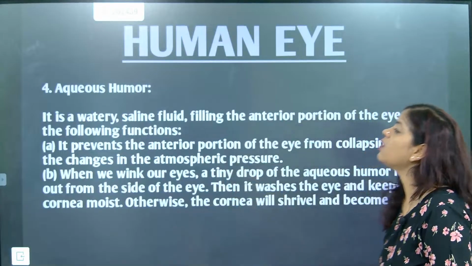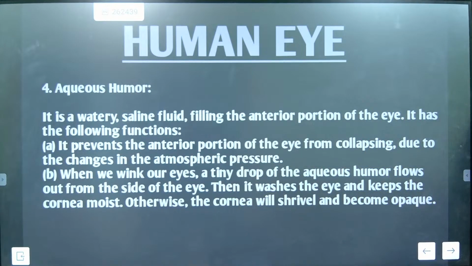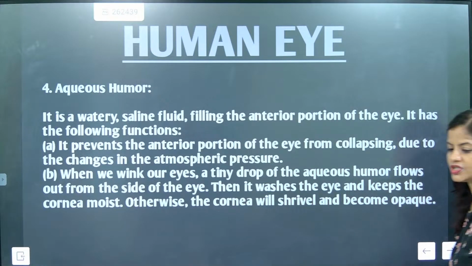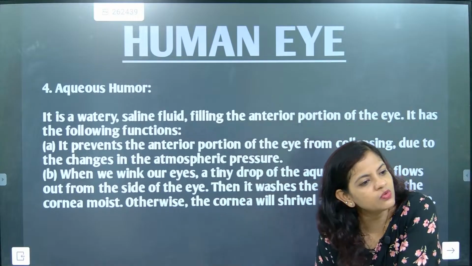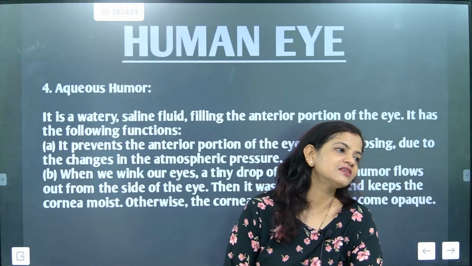Now, it is what, beta? Watery, saline fluid, which means salty. Next, it fills the anterior portion of the eye. It has the following function. It is filling which portion of the eye? Anterior. Anterior means what, beta? Front or back? Very good.